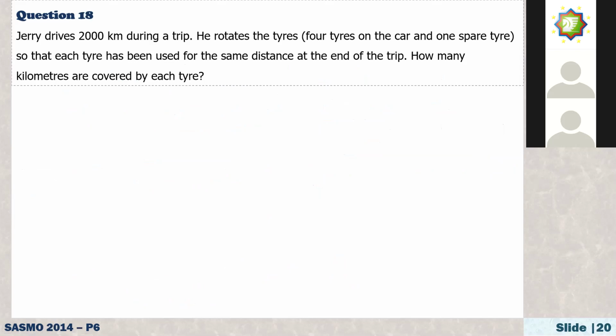Ismail, can you read the question? Yes. Jerry drives 2,000 kilometers during a trip. He rotates the 4 tires on the car and 1 spare tire, so that each tire has been used for the same distance at the end of the trip. How many kilometers are covered by each tire?